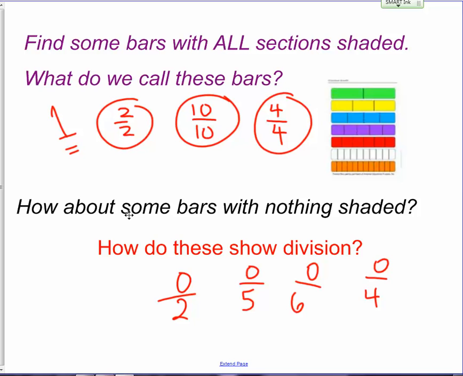And then we looked at the bars that have nothing shaded, and they all showed 0 parts of the bar shaded. Here they are all right here. Those are all equal to 0, and 0 divided by 2 is 0, and 0 divided by 5 is 0, and 0 divided by 6 is 0, etc.